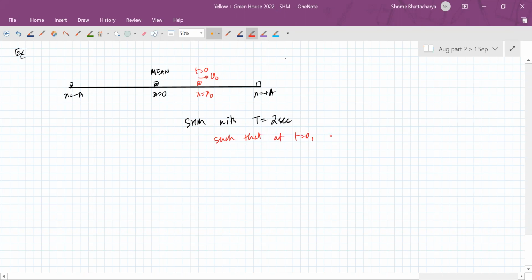At t equal to 0, the initial position, let us say, is plus 1 centimeters, and the velocity is plus root 3 pi centimeters per second. So we have to find omega, amplitude, and phase constant. Okay. Write the equation of SHM.